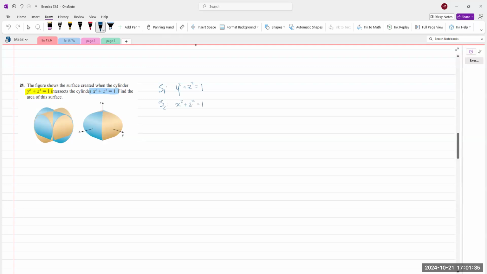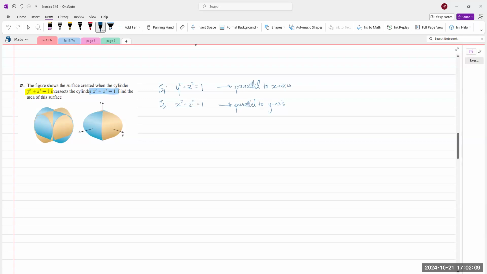This is parallel to the y-axis. Instead, the y-axis is the center axis of that cylinder. In the first surface, y squared plus z squared equals 1. Because it's missing the x variable, it is parallel to the x-axis. Now the hard part is to imagine the intersection.